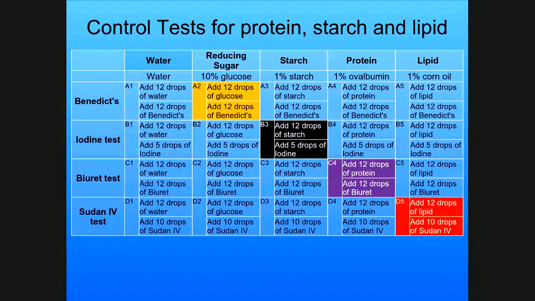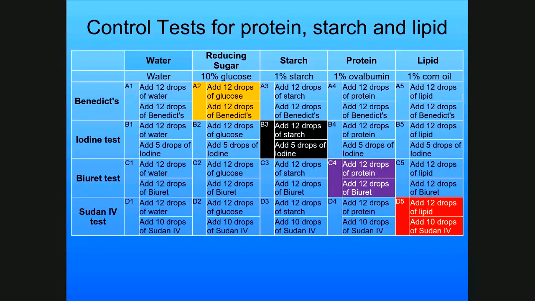The biuret test tests for protein, so you're expecting purple with the protein. So C4 is going to be your positive control on that one. All the others are negative controls. And the lipid is the one where you're expecting a positive result on the Sudan 4 test.